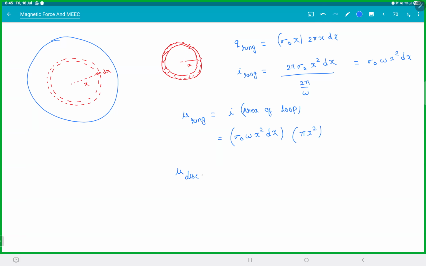Mu of the disk will be integral of mu of the ring from 0 to r. This will be sigma naught omega pi r power 5 by 5. Yeah, that's how you integrate. In case it is a non-uniform distribution, depending on the shape, you have to integrate for each part and then add up all the magnetic moments. Any doubts on this? All got the steps.